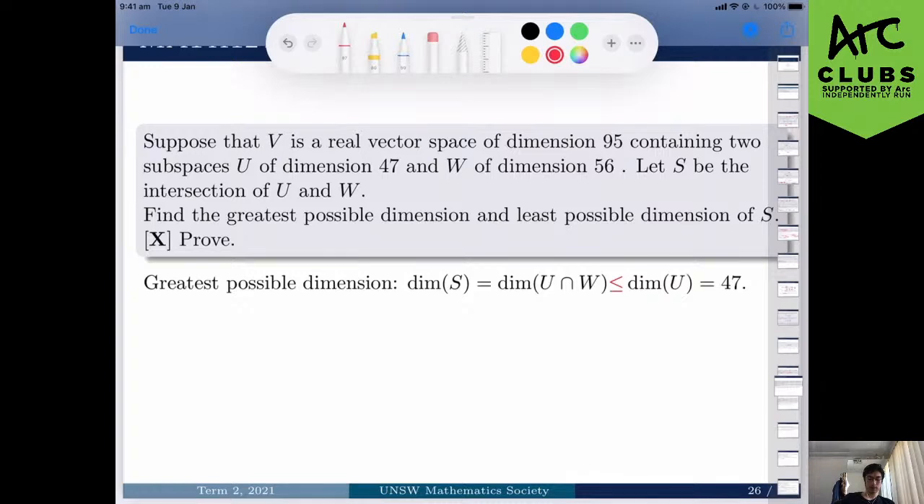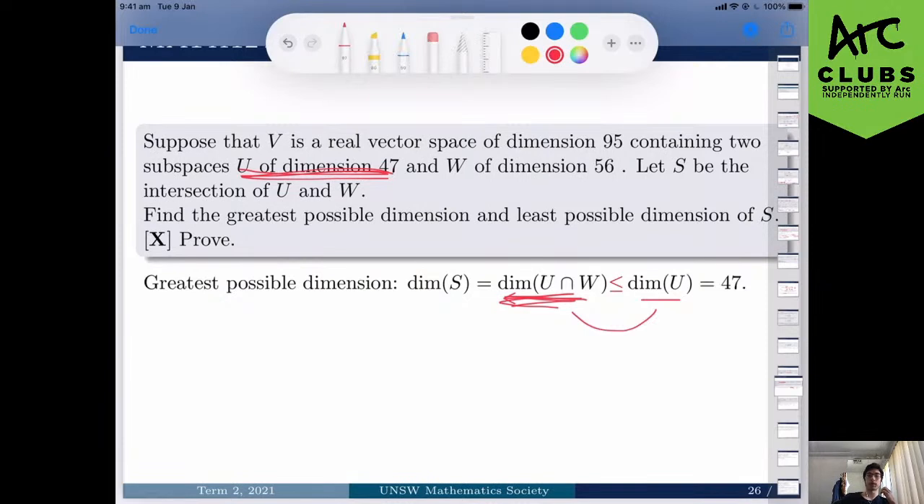If we make U a subset of W, then the intersection will be all of U, and so it will have dimension 47. This is proving an upper bound, because the intersection is a subset of U, so its dimension will be less than or equal to 47. So it's a maximum of 47.